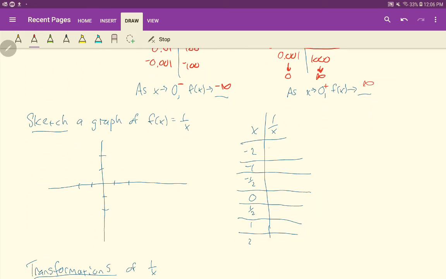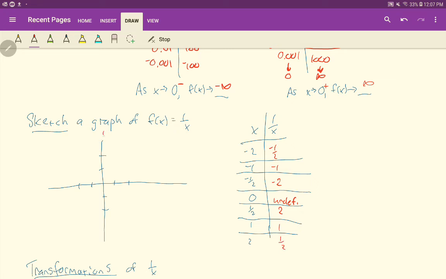All right, in our table here, I'll just go ahead and fill this in. This is negative 1/2, this is negative 1, this is negative 2. Oops, not 0. We just said it was undefined, right? If I put 1/2 in the function here, I get 2. If I put 1 in, I get 1. If I put 2 in, I get 1/2. And we'll plot these points over here.